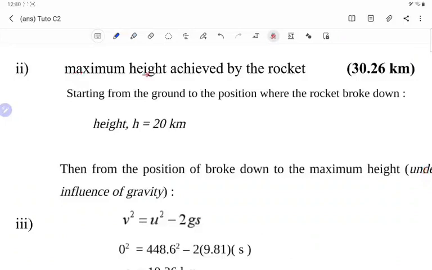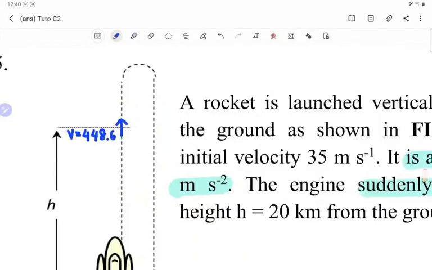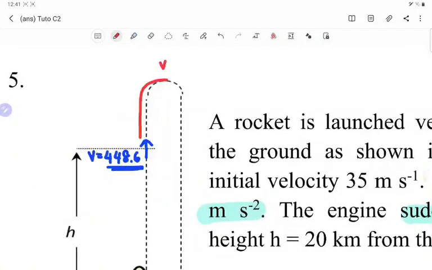Okay, then the second question is to find the maximum height achieved by the rocket. Okay, tadi from the ground to where the rocket broke down adalah 20 km. So just now we have calculated at this point, v equals 448.6 meter per second. Okay, so pada ketika itu kelajuan dia tu masih tinggi. Jadi this rocket, dia akan still moving, dia akan terlajak naik lagi sampailah dia reach maximum height, dia tak boleh naik lagi dah. Okay, sebab enjin dia dah mati. When the rocket reaches the maximum height, v equals 0.